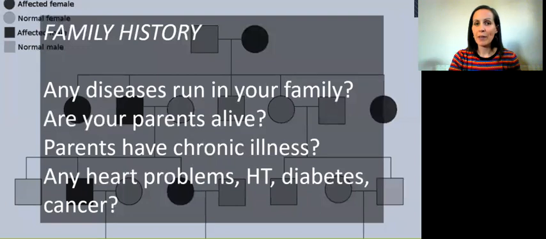So asking the family history is important to find out any genetic predispositions or any things like heart problems, hypertension, high blood pressure, diabetes or cancer that seemingly runs in the family.